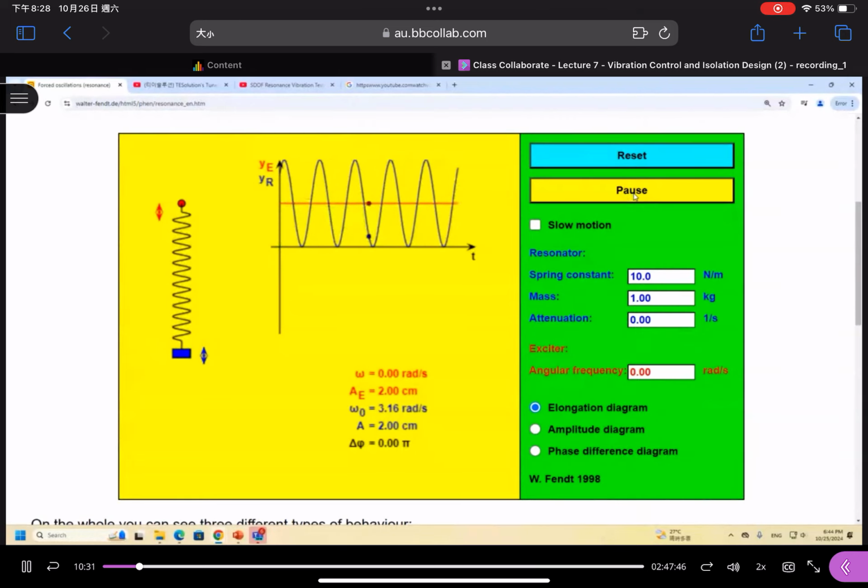Okay, we just consider the spring constant and mass, so the amplitude does not decay over time. You can see that this is a simple pendulum system. Okay, it could move up and down without dissipating energy.